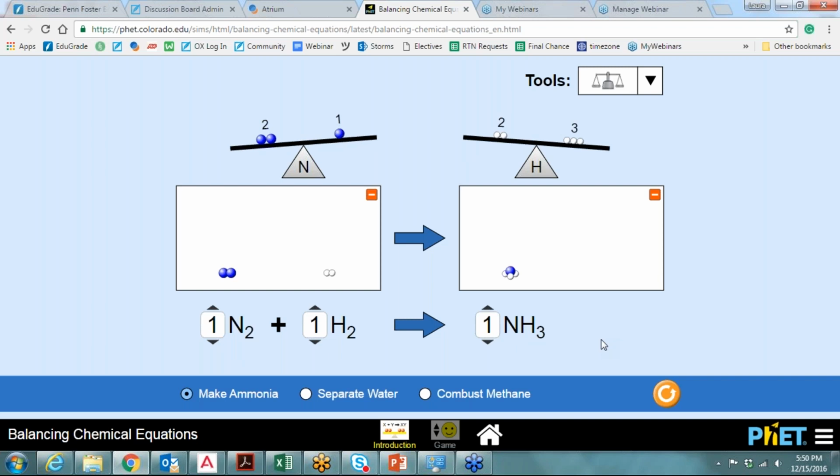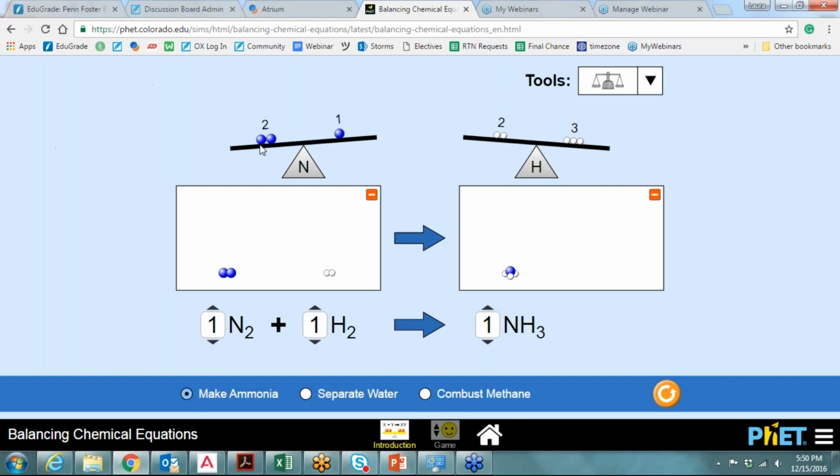It doesn't quite work out. So you can see on the bottom, you have N2 and you have H2. We can't change these subscript numbers at all. So no matter what, we've got 2 nitrogens and we have 2 hydrogens. Over here, though, we're ending up with 3 hydrogens and 1 nitrogen. So this doesn't work. This is not balanced.